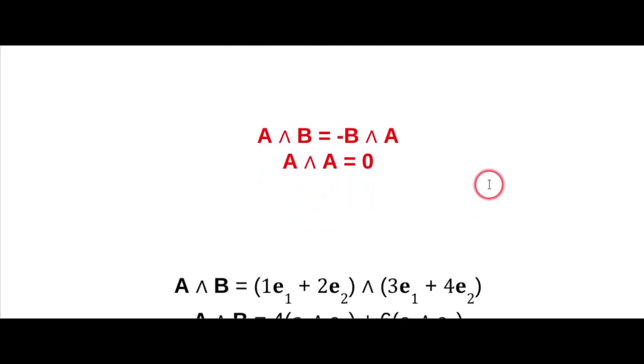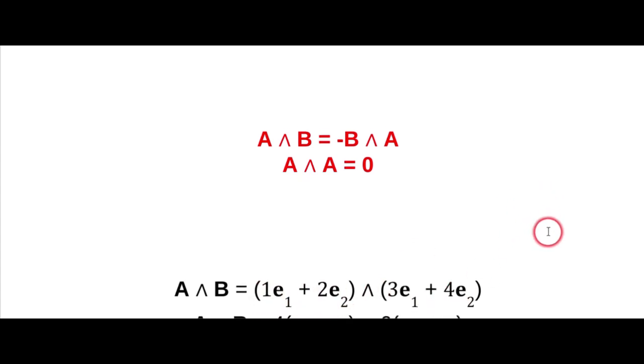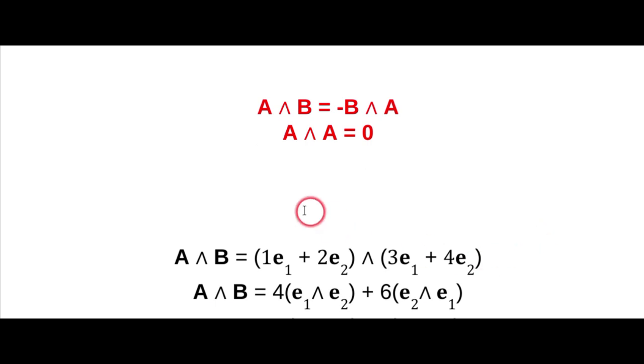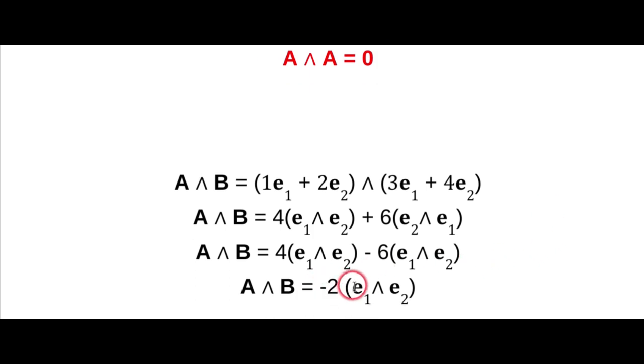All right, so I made up two vectors. It's vector A and vector B. I wedge them together. Remember, E1 wedge E1 is 0, E2 wedge E2 is 0, so we're just left with E1 wedge E2, which is 1 times 4 and 2 times 3. And remember, we can swap these and pick up a negative. So we're left with the same thing, we can factor out, and we get a negative 2 E1 wedge E2.